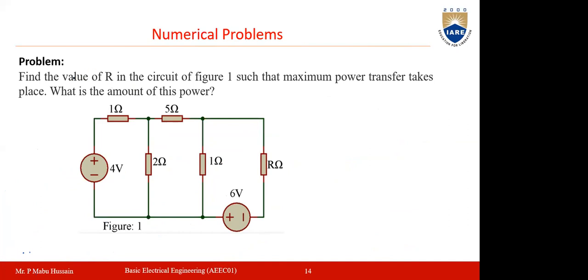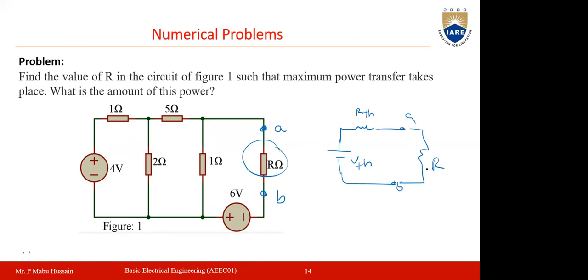Another problem: find the value of resistance R in the circuit below such that maximum power takes place, and also find the amount of maximum power. Here, remove this resistance and call the terminals A and B. Find the Thevenin voltage and Thevenin resistance between terminals A and B, and draw the equivalent circuit. Then replace the terminals A and B with R. According to the maximum power transfer theorem, when R equals RTH, maximum power is delivered, and Pmax equals VTH squared by 4 RTH.